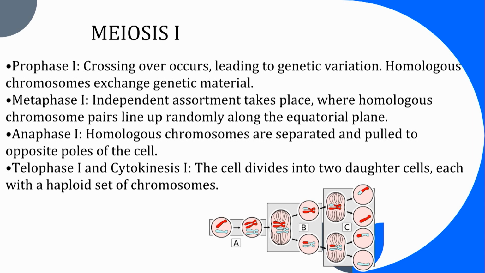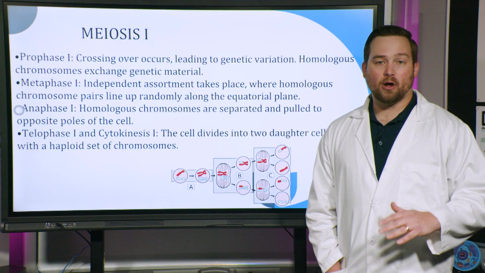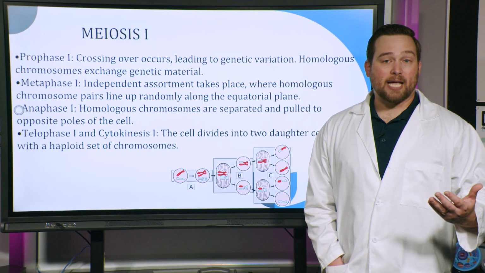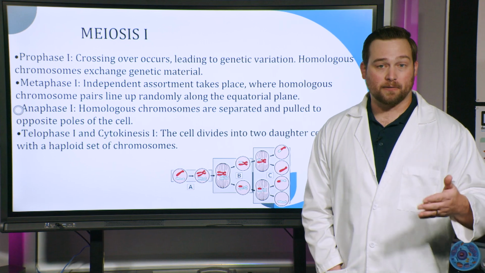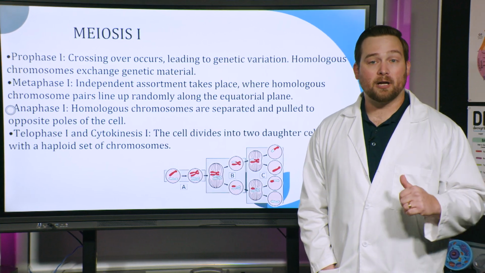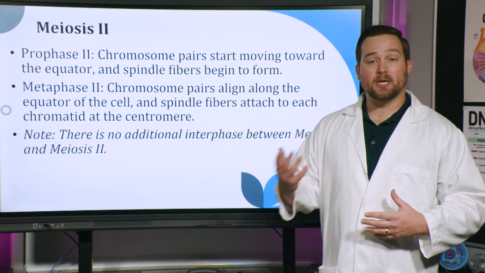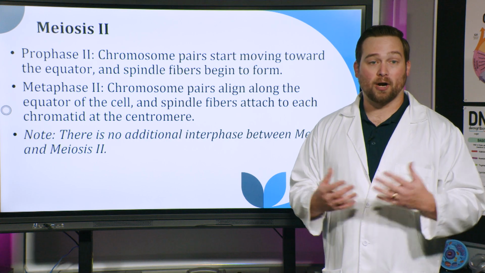The key word to remember for telophase is 2, because we can actually see the cell dividing into two daughter cells, and these daughter cells each are haploid, which means they have half the number of chromosomes that we started with. Okay, so that's an overview of meiosis 1. When this happens, we go directly into meiosis 2. There is no interphase in between. So once we've done PMAT once, we'll move into meiosis 2 and do PMAT over again.